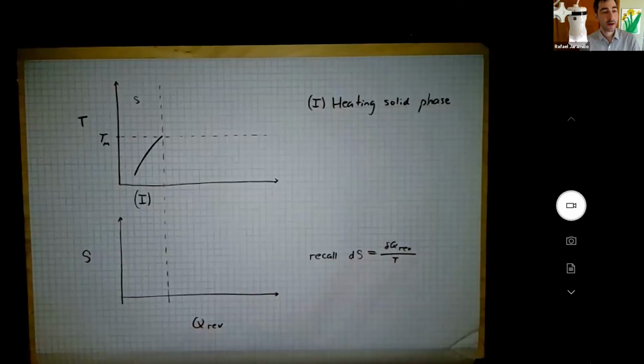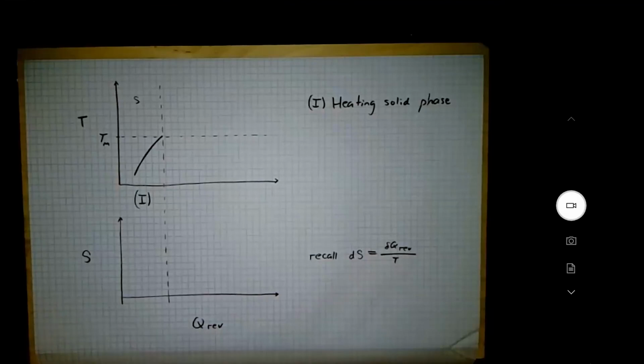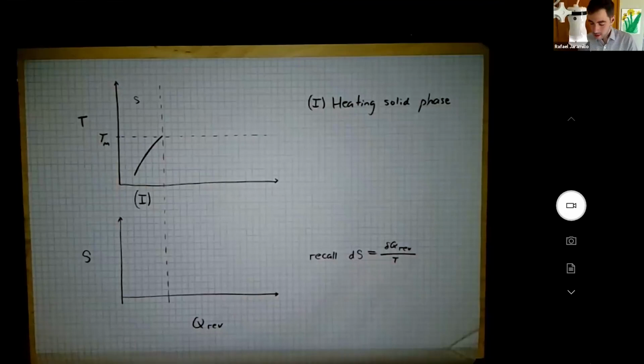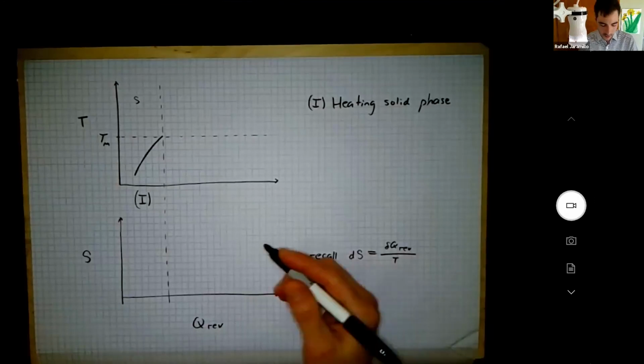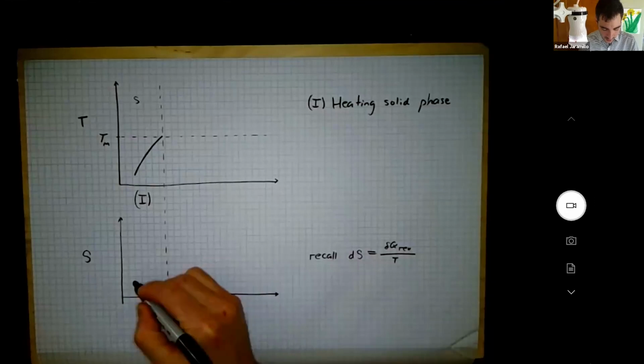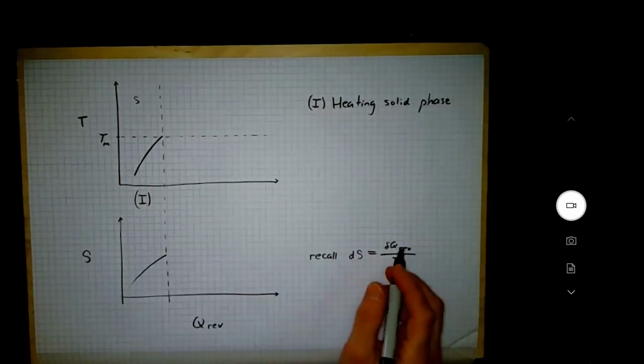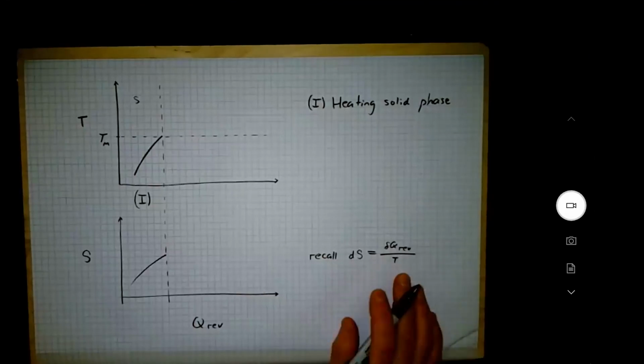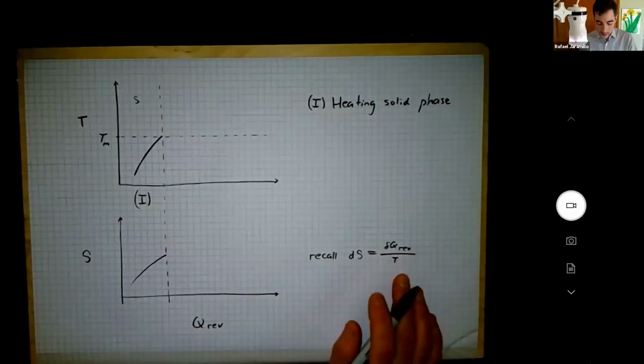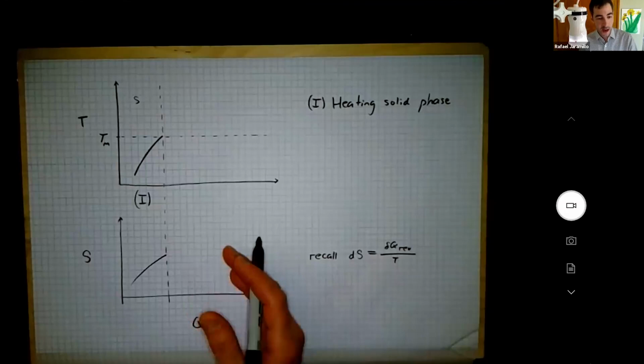And is it going to have a positive curvature or a negative curvature? It will have a positive curvature. So it's going to have a negative curvature. Because you can see the slope is 1 over T. So as T increases, the slope is going to decrease. So let's draw that a little bit exaggerated. Decreasing slope. Right. Okay. Good. All right. Now we've reached the melting point, and I'm going to keep heating.